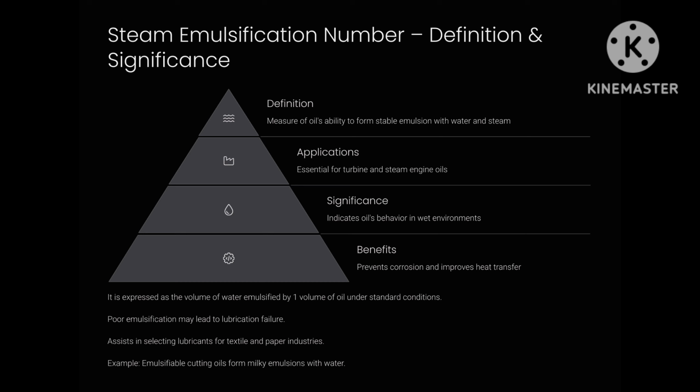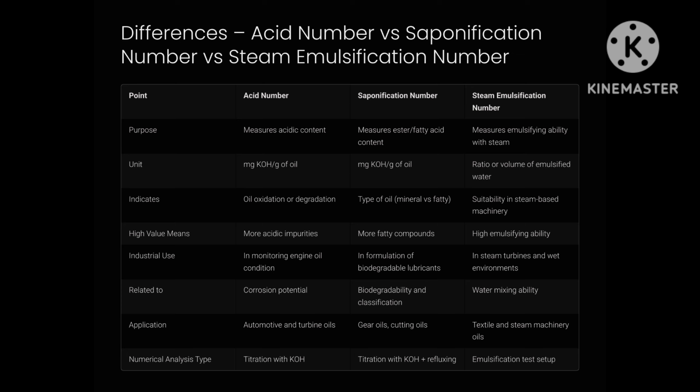A higher emulsification number shows better ability to form a uniform emulsion. This is ideal for steam turbines or wet processing machines. Example: emulsifiable cutting oils used in metal workshops can form milky emulsions with water, protecting both the tool and workpiece. Slide 4. Comparison table. Let's now look at the differences between acid number, saponification number, and steam emulsification number.